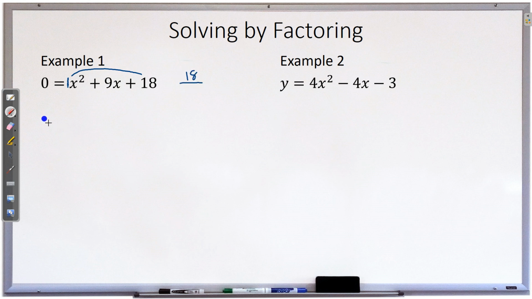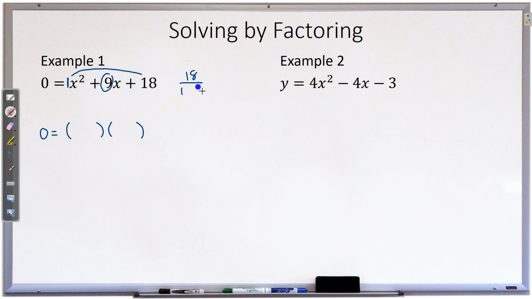I guess I should really quick point out, we are going to try to write this in factored form. I know I said the word factoring, but if you remember, factored form looks like this. And so we're going to try to write this equation looking like this. And the trick to doing that is multiplying the first number times the last number, and then finding all the numbers that multiply to be 18, and hopefully you find a pair that add up to be 9.